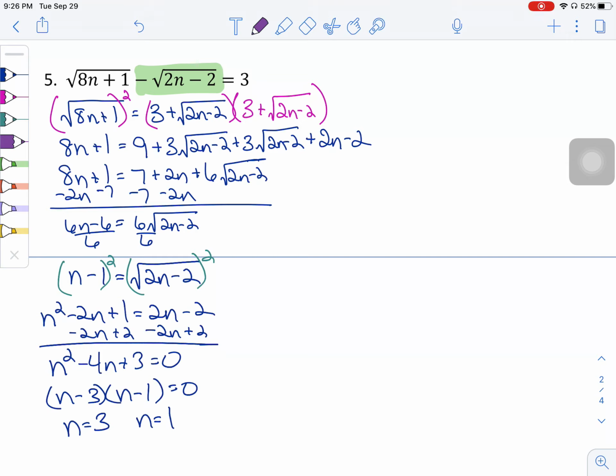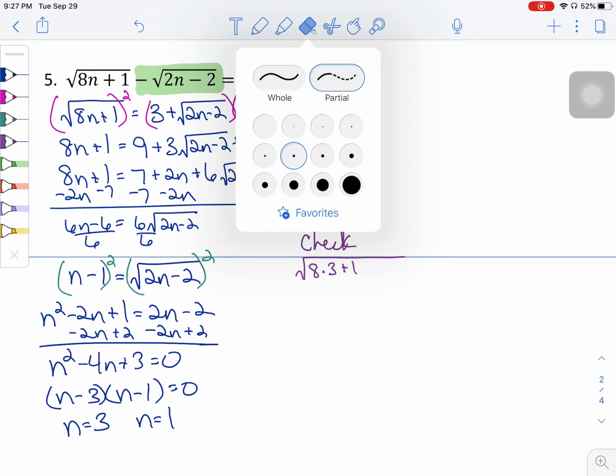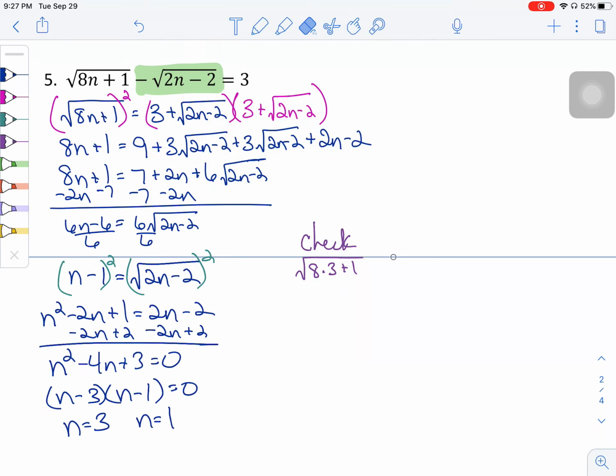So I'm going to take each of these values and check it in my calculator against the original problem. So let's say I want to check 3. So I've got the square root of 8 times 3 plus 1, minus the square root of 2 times 3 minus 2. And hopefully this left side is equal to the right side.